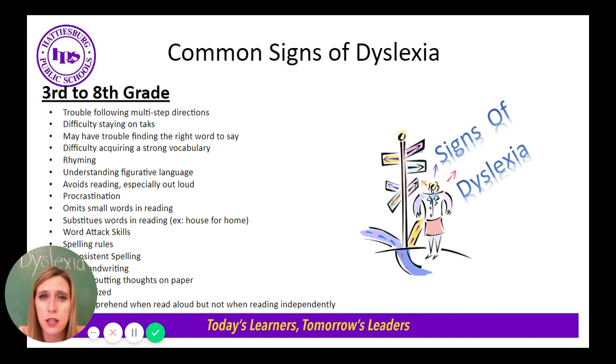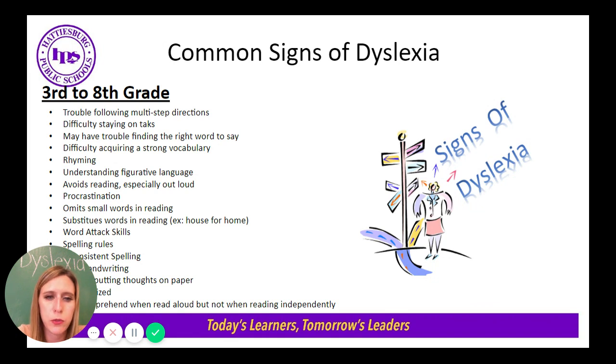Avoids reading, especially out loud. They tend to procrastinate more often than not. They omit small words in reading. They substitute words in reading. For example, they'll read house for home, or they'll say street instead of road. Their word attack skills are poor. They're not able to just read a word automatically, even though they've seen this word many, many times.